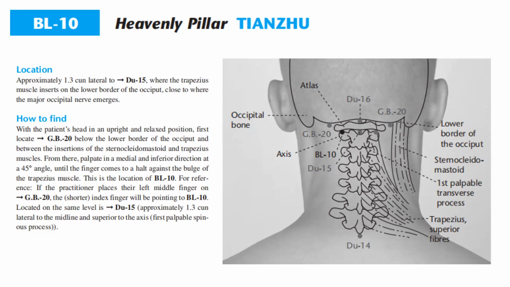For reference, if the practitioner places their left middle finger on GB20, the shorter index finger will be pointing to bladder 10. Located on the same level is DU15, approximately 1.3 tun lateral to the midline and superior to the axis, the first palpable spinous process.